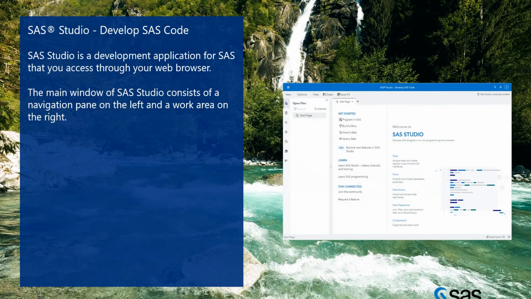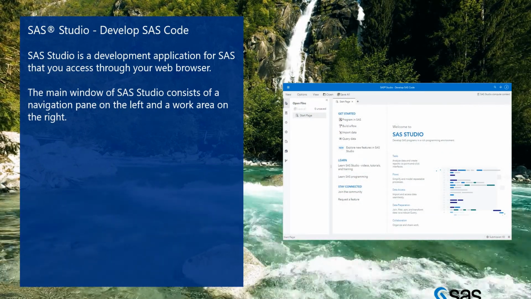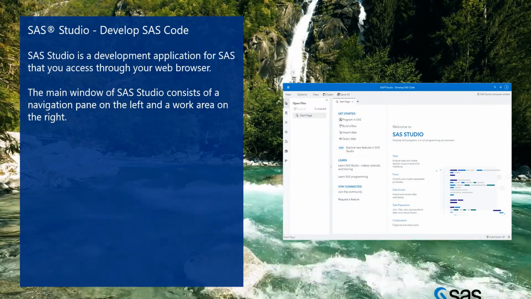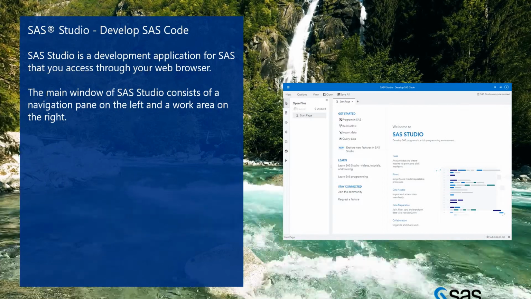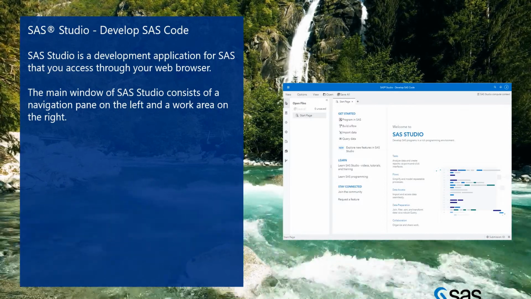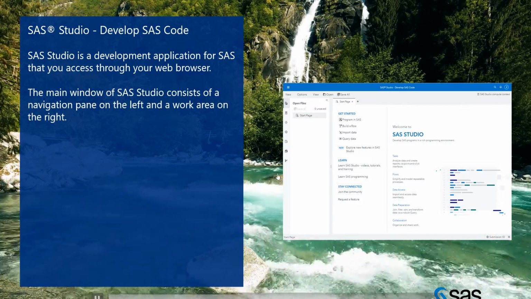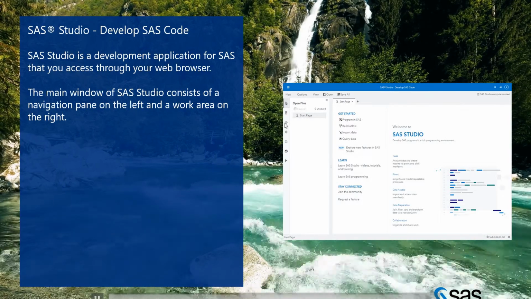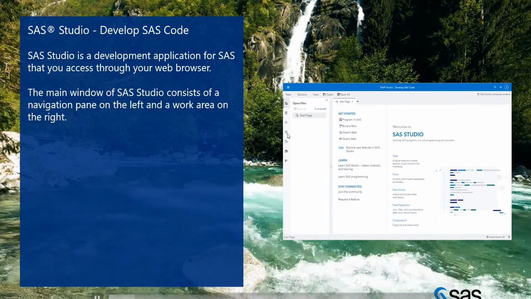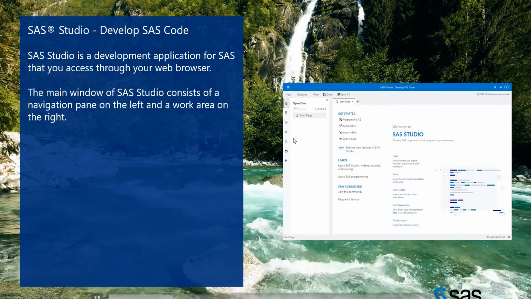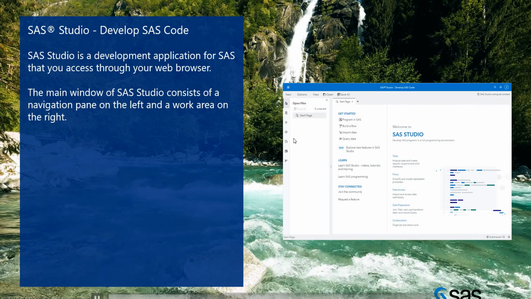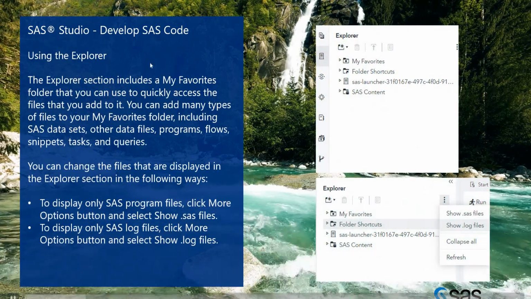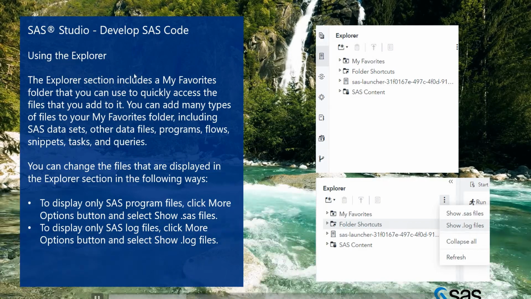Next, this SAS Studio development application is a web-based application, and the main window consists of a navigation pane on the left-hand side. Now you can see we have some navigation here. In this navigation we will see some features provided by SAS Viya. We will go deeper into all of these. So let's see, the first is Explorer.